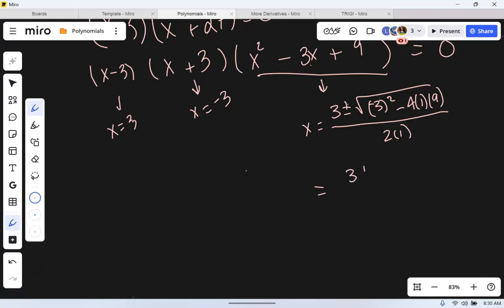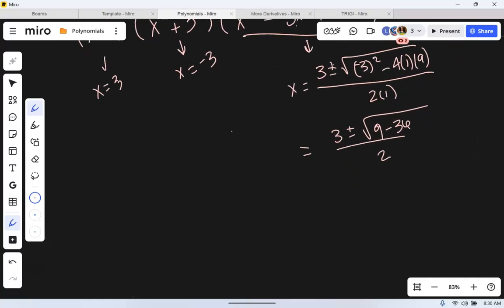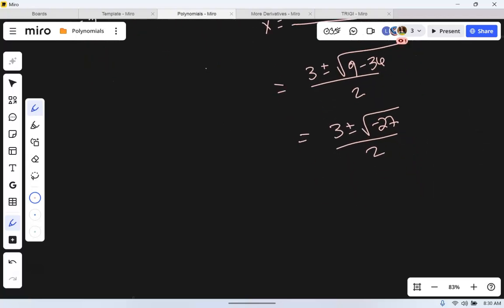Alright, so 3 plus or minus the square root of 9 minus 36 over 2. What's 9 minus 36? Are y'all asleep? Wake up. Negative 27. Not 67, Henry. 27. I can split it up with what and what? 9 and 3. So I get 3 plus or minus 3i root 3.